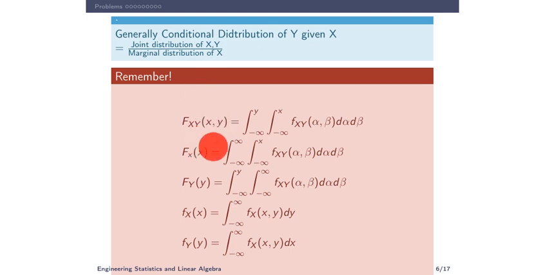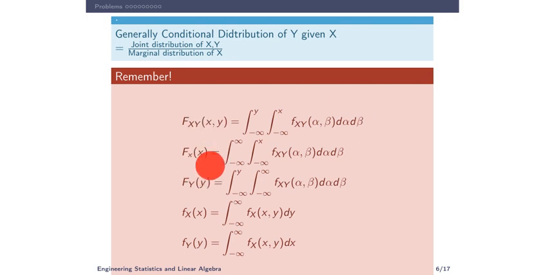the conditional CDF. So we have to integrate from minus infinity to x, minus infinity to y, f of x, y of alpha, beta, d alpha d beta, or d x d y. F x of x means that is the marginal distribution. This is the joint distribution. This is the marginal distribution.